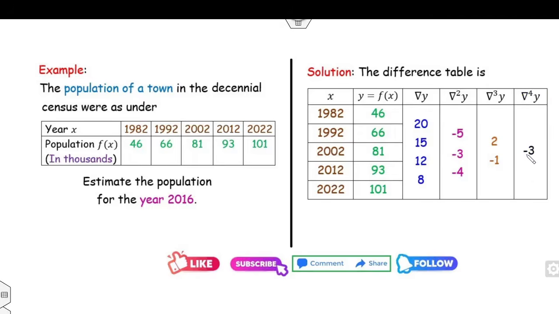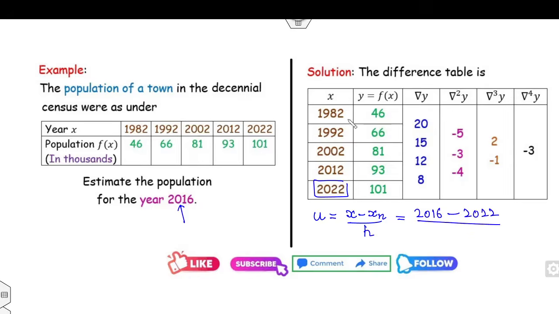Now, since the last number is my constant value, my target is complete. Can you find the value of u? x minus xn over h. What is the value of x? Your target is to find the value at 2016. xn, that is the last number.